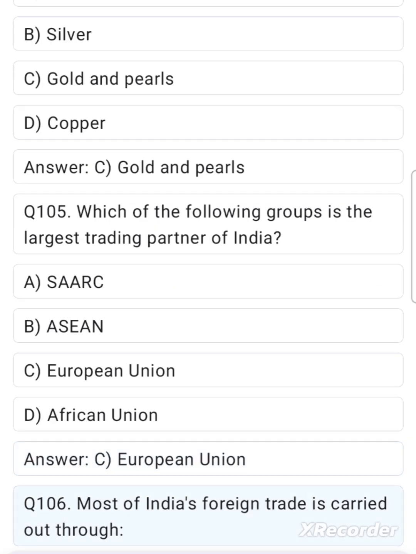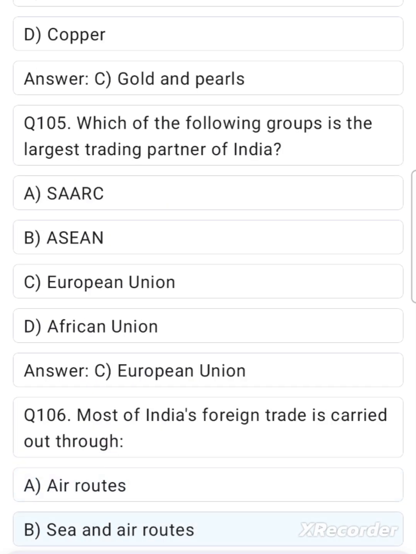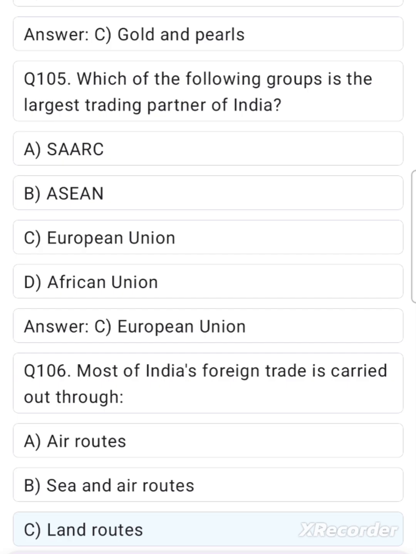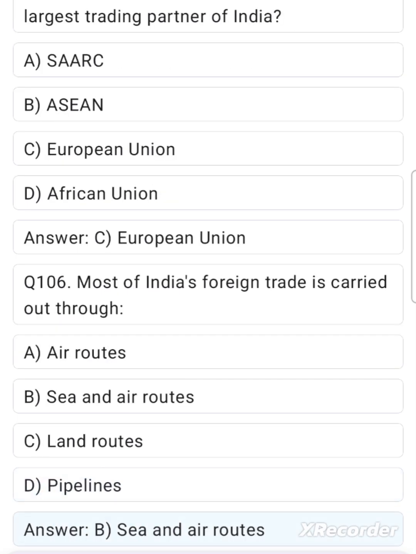Q106. Most of India's foreign trade is carried out through A. Air routes. B. Sea and air routes. C. Land routes. D. Pipelines. Answer B. Sea and air routes.